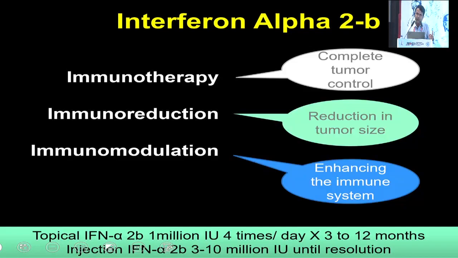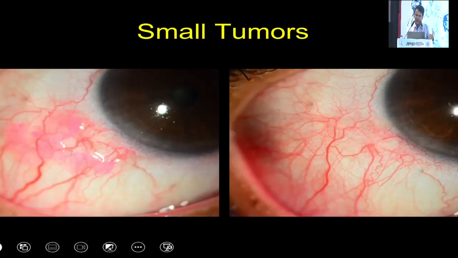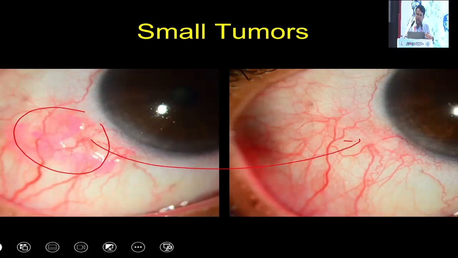How is interferon used? It's used in 3 modalities. Immunotherapy is to completely eradicate the tumor. Immunoreduction to reduce the tumor size and then do surgery. Immunomodulation is to enhance the local immunity of the ocular surface so that the patient does not have local tumor recurrence. So small tumors like this can be completely cured with topical therapy.